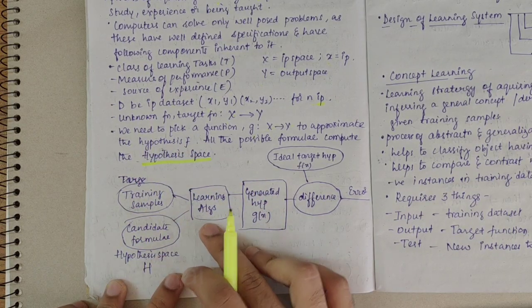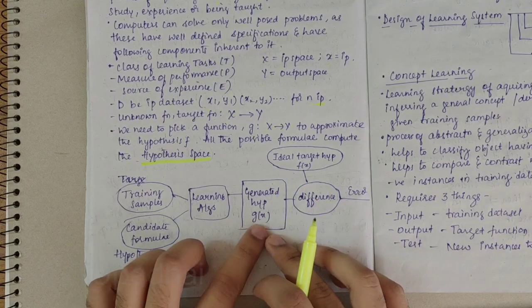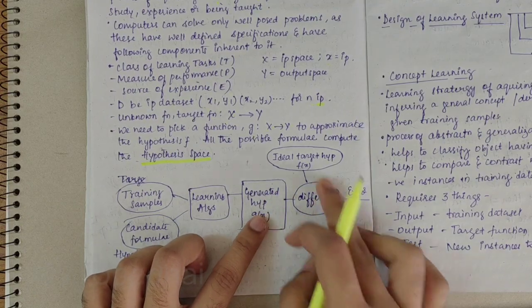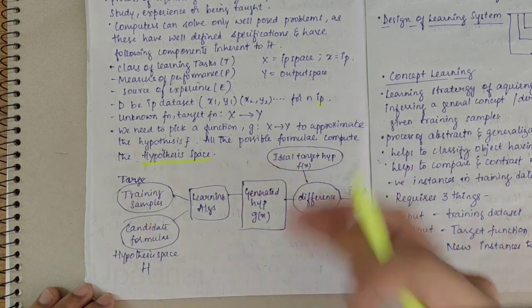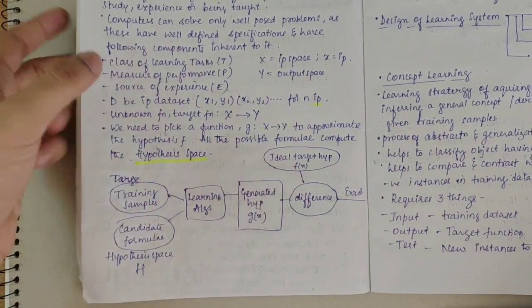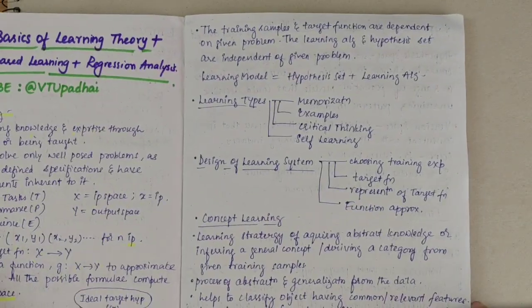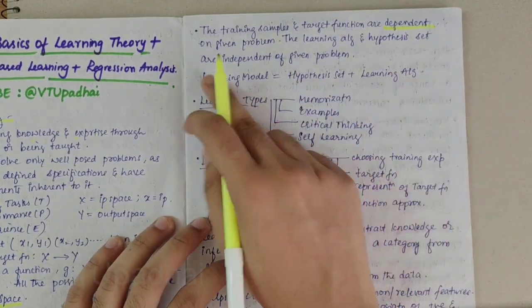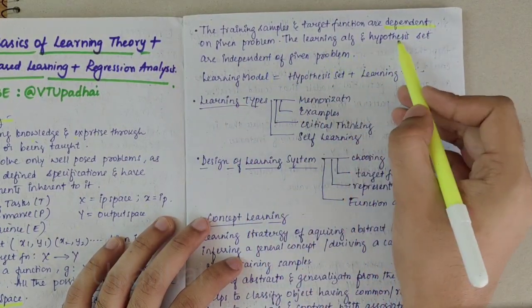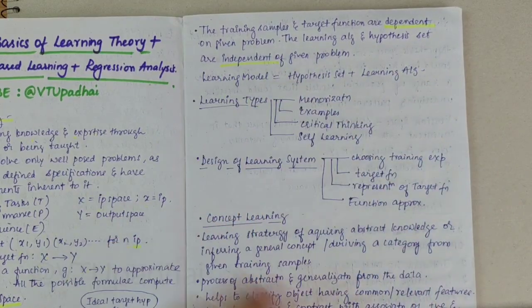With the help of learning algorithms, we generate the hypothesis, that is g of x. If this is different from the ideal target hypothesis, then it results in error. That's what this flow diagram represents. Next, the training samples and the target function are dependent on the given problem, that is, the learning algorithm and hypothesis set are independent of the given problem.